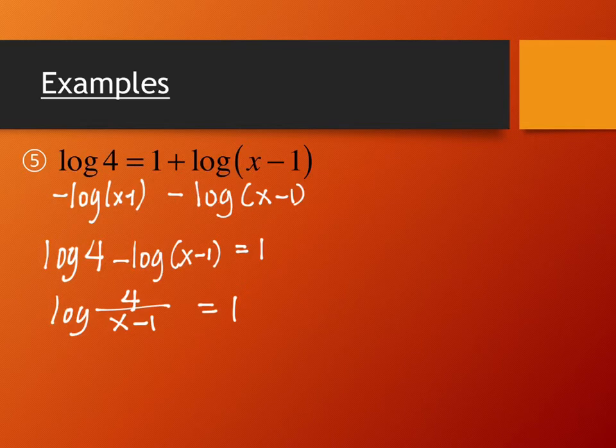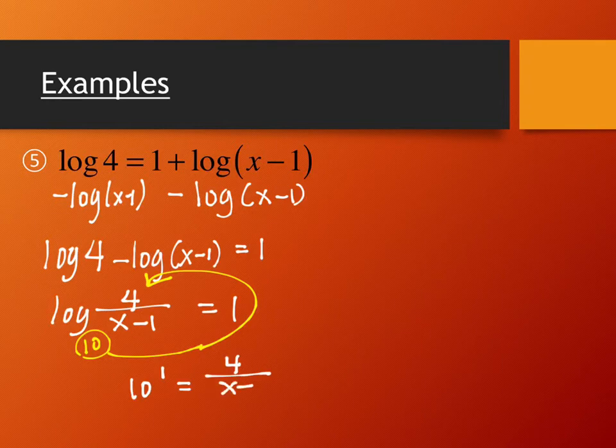Scorpion tail. What's my base, Cole? 10. There's an understood base 10 here. It is the common log, and we'll draw our scorpion tail around. So this time I have 10 to the 1 equals 4 over x minus 1. 10 to the 1, of course, is 10, equals 4 over x minus 1.